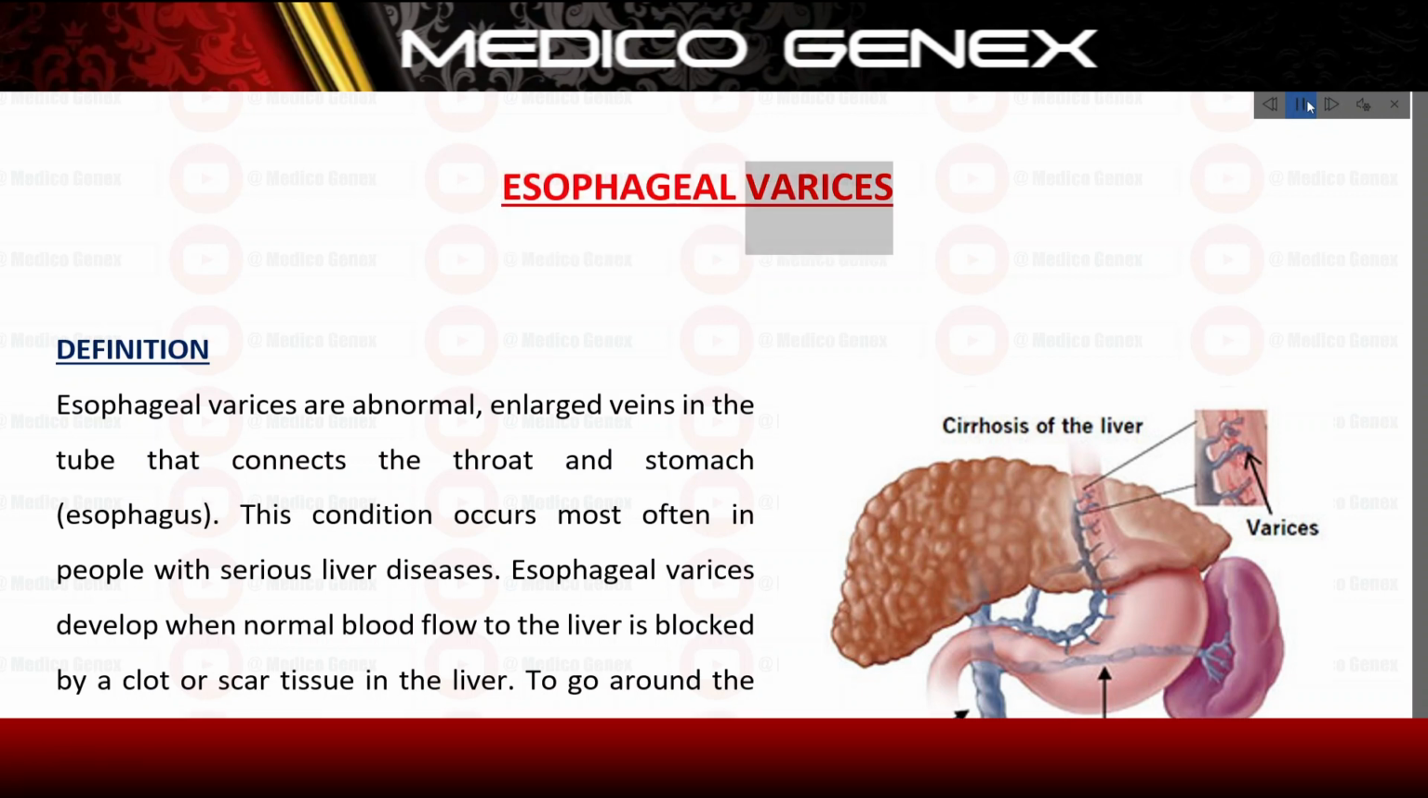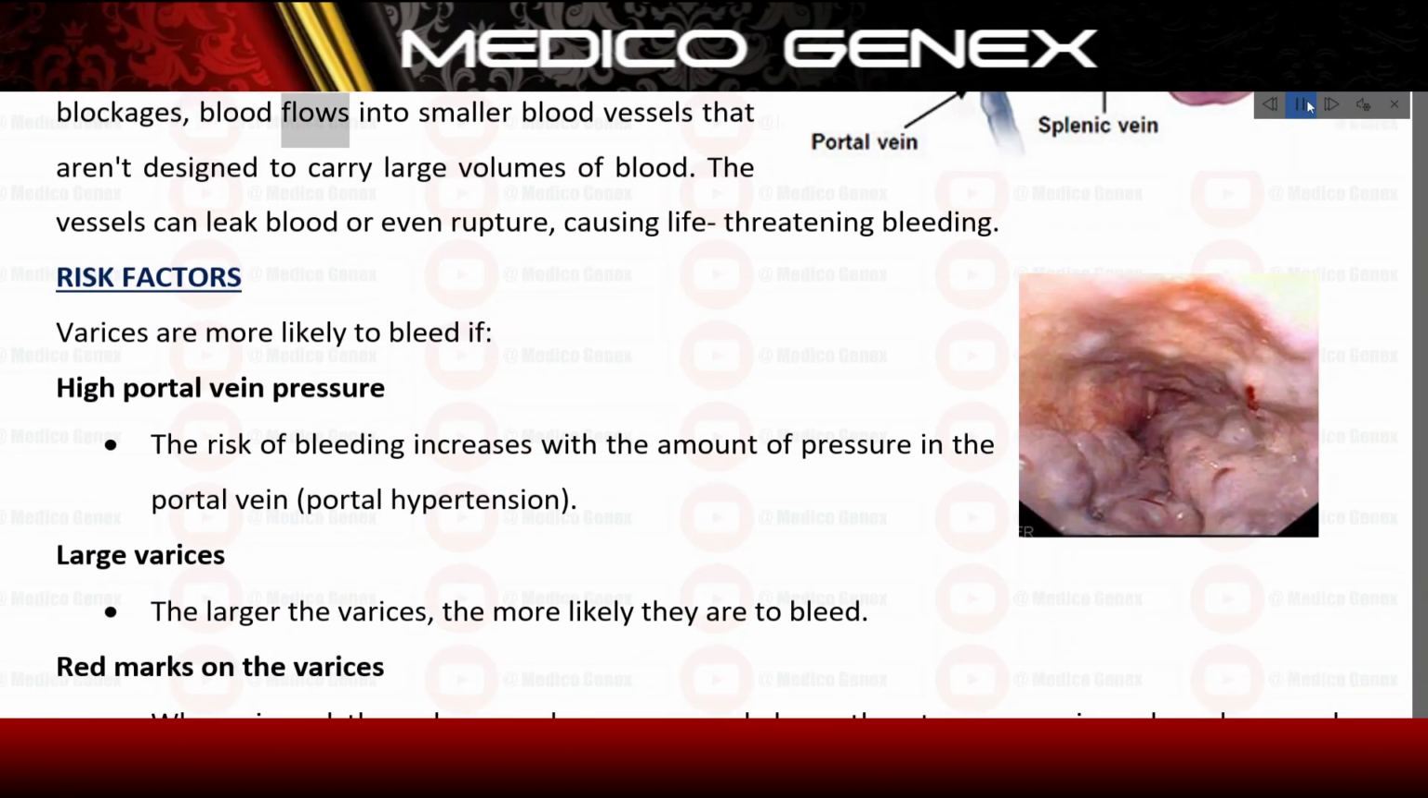Esophageal varices. Definition: esophageal varices are abnormal, enlarged veins in the tube that connects the throat and stomach, the esophagus. This condition occurs most often in people with serious liver diseases. Esophageal varices develop when normal blood flow to the liver is blocked by a clot or scar tissue in the liver. To go around the blockages, blood flows into smaller blood vessels that aren't designed to carry large volumes of blood. The vessels can leak blood or even rupture, causing life-threatening bleeding.